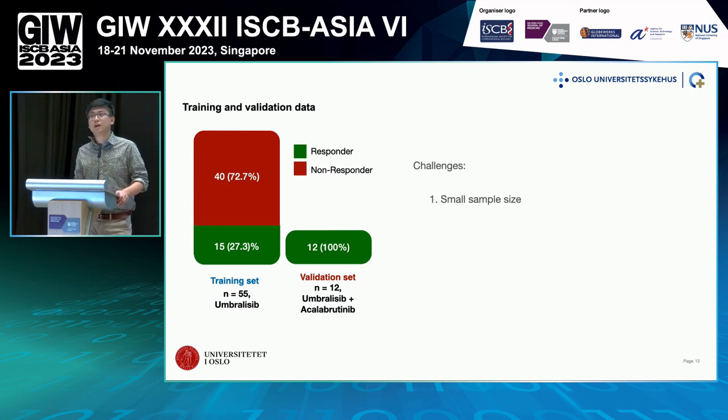So here are two challenges. First of all, small sample size, as you have already seen here. Secondly, the classes are very imbalanced. That raises challenges for machine learning, and many evaluation metrics of machine learning cannot directly be used with this kind of imbalanced classes. So we made many adjustments to make sure that our results are trustworthy and reliable.